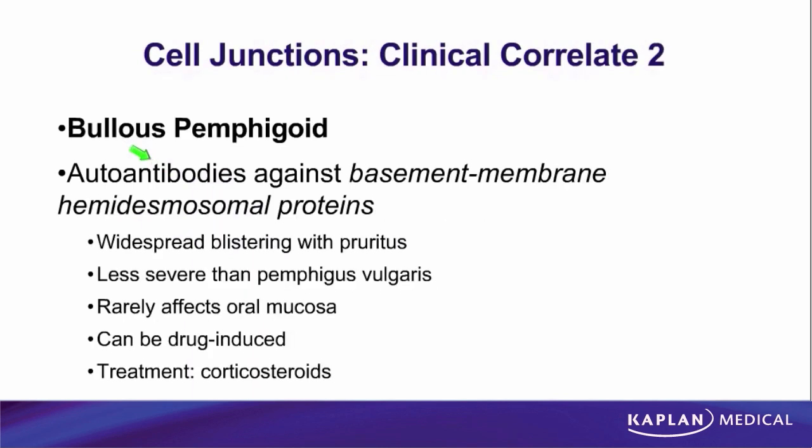In contrast, bullous pemphigoid is also an autoimmune disease with autoantibodies, but against the proteins of hemidesmosomes, which are the junctional complexes that attach the epithelial cell to the underlying basement membrane. So again, you'll have a separation of the cell, but not from another epithelial cell, but from the basement membrane, with an increase of extracellular space and the accumulation of fluid and blistering associated with that.